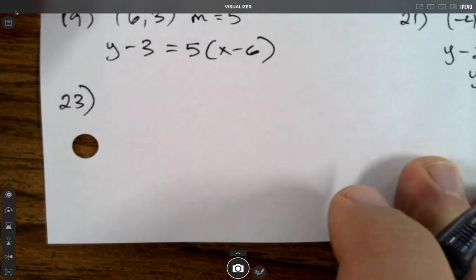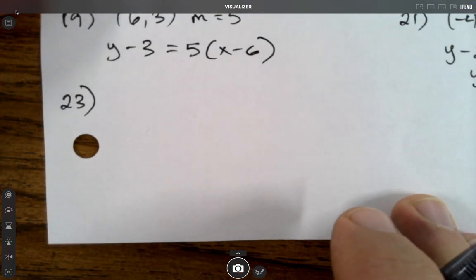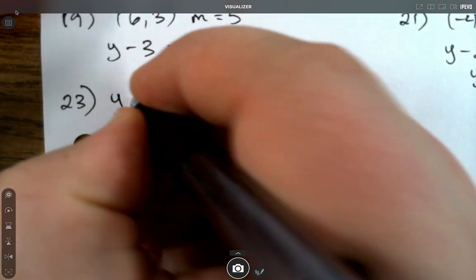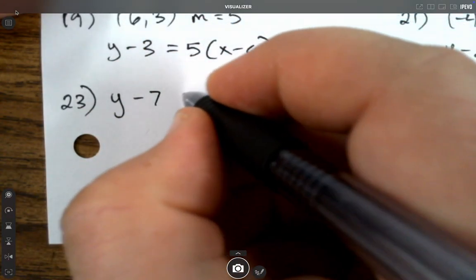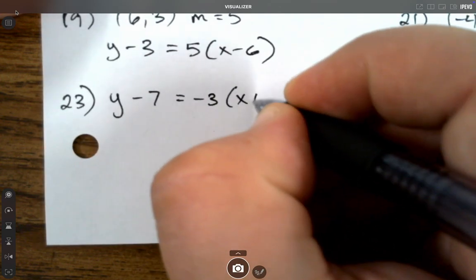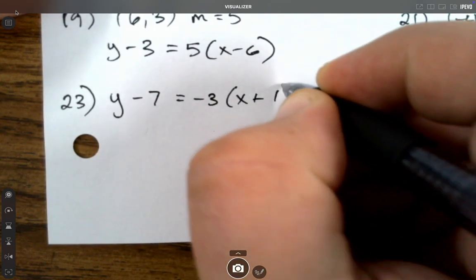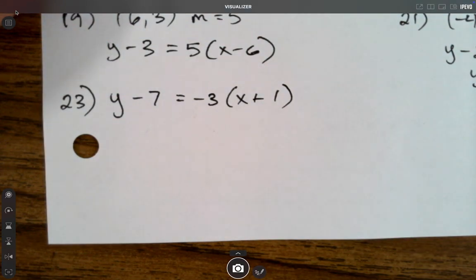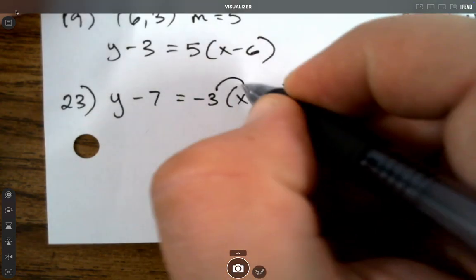Okay, 23, we're told to write each equation in standard form. In my opinion, to get something in standard form, we want to get rid of those parentheses. So the first thing I would do is distribute the negative 3.